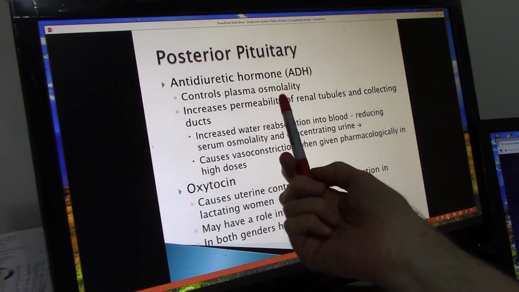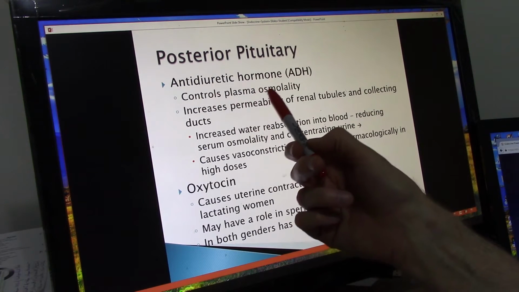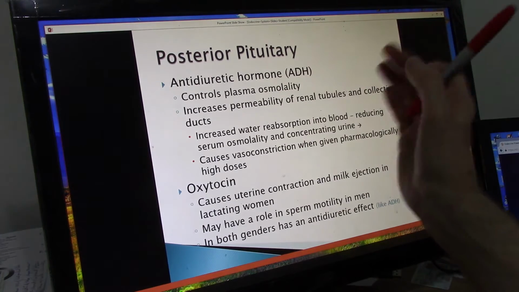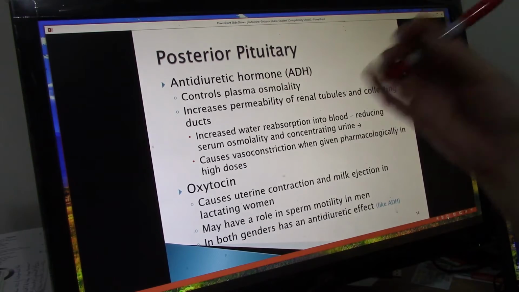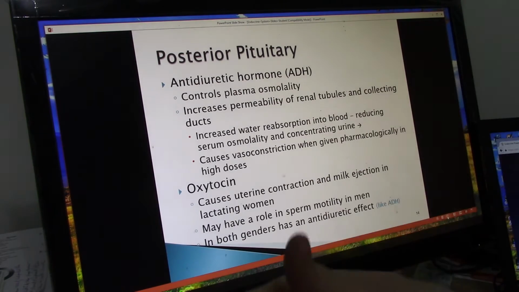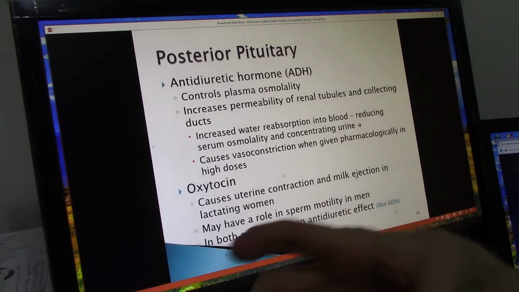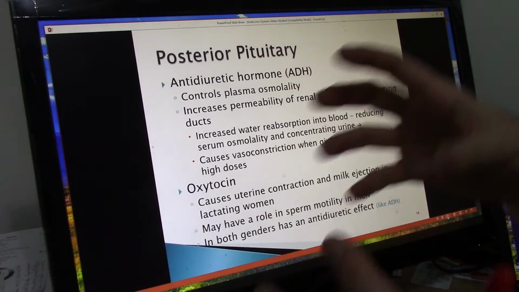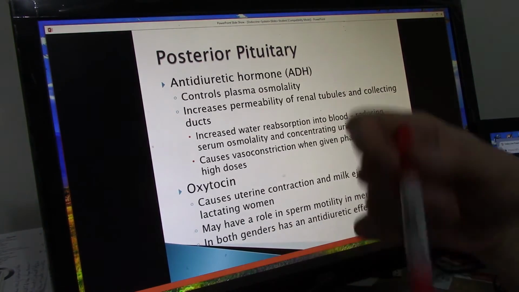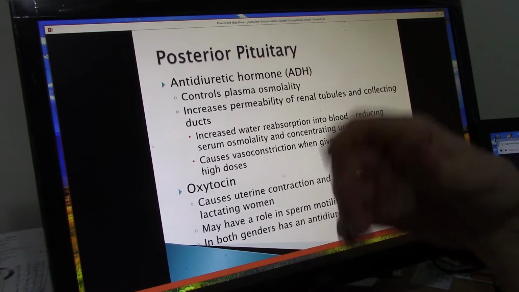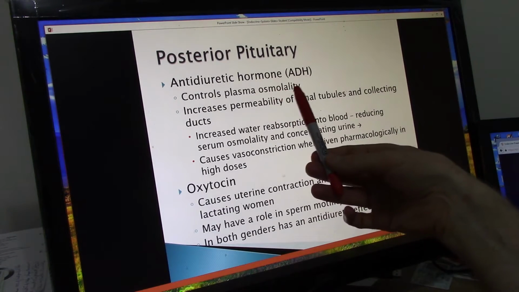And ADH, and we're going to talk a lot about this in just a moment, but basically it controls plasma osmolarity. Okay, and so I want you to think about it. What is diuresis? Diuresis is urine. So if you're urinating or if you're diuresing, you're going to be losing water, and you're going to be becoming dry, if you will, and you're going to leave behind concentrated solutes. On the other hand, if you're retaining water, those solutes are going to be watered down. Okay. So that's all osmolarity is.